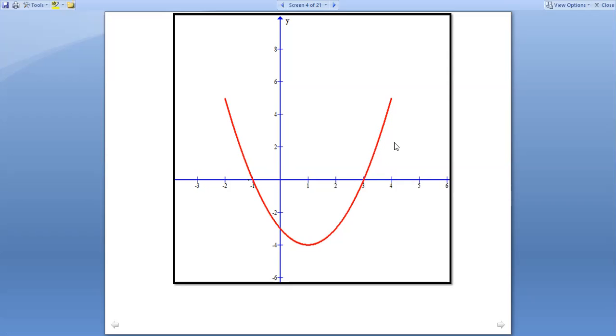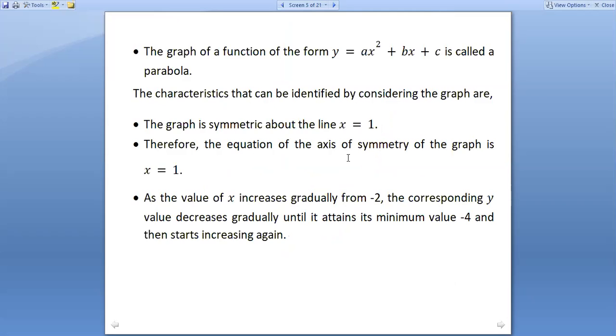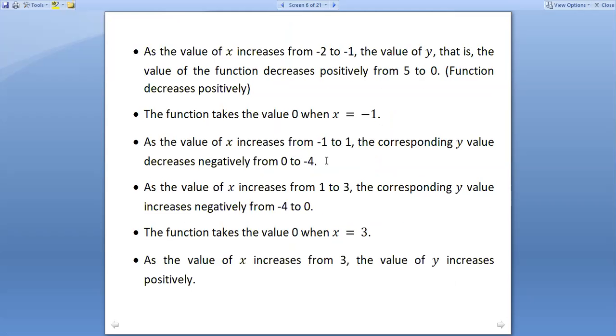So these are the characteristics that you can see in this graph. So you can go through these, and these are the things that I told about the characteristics of the graph that we drew.